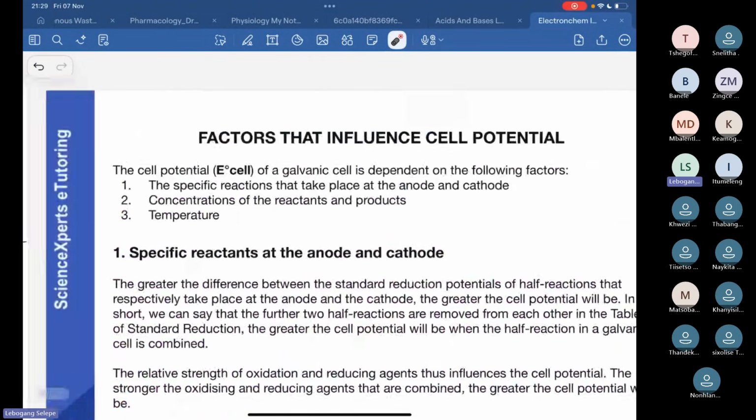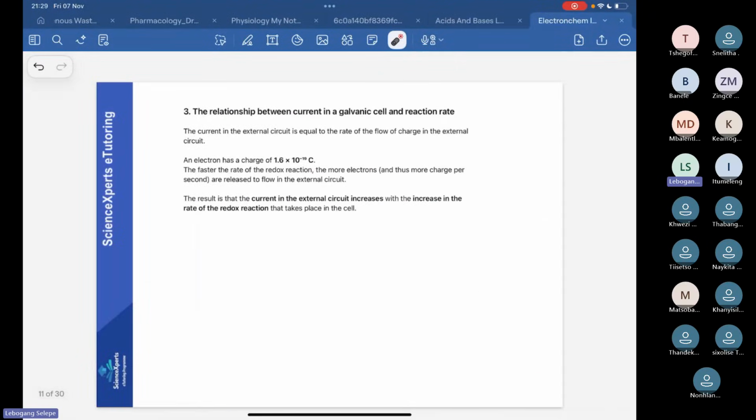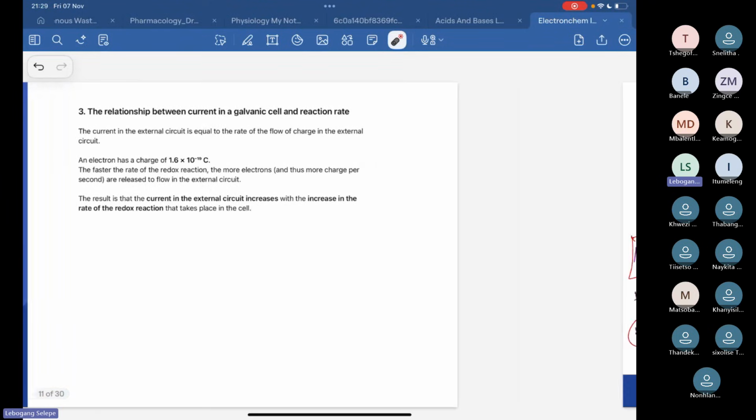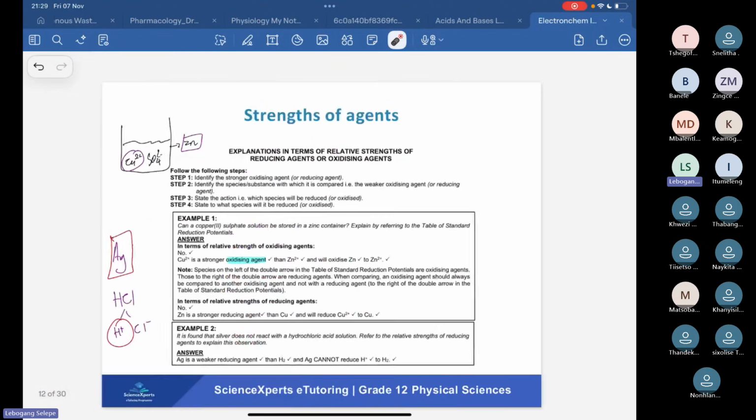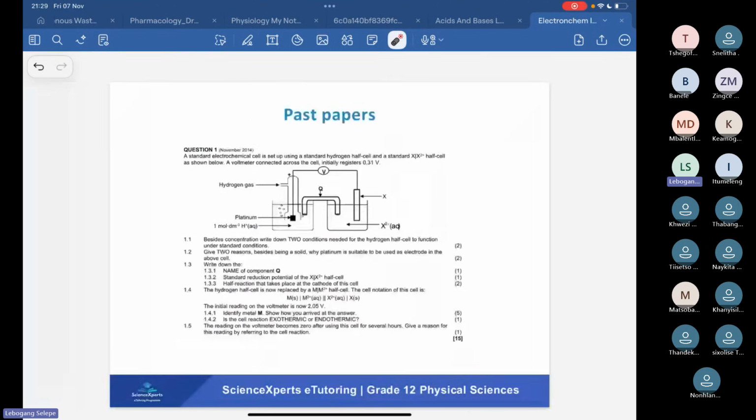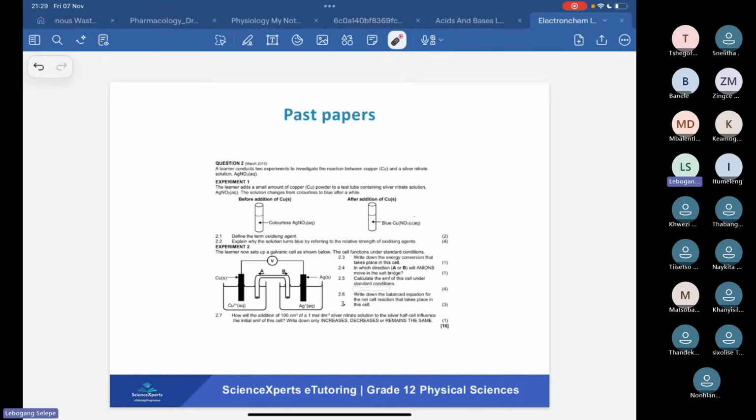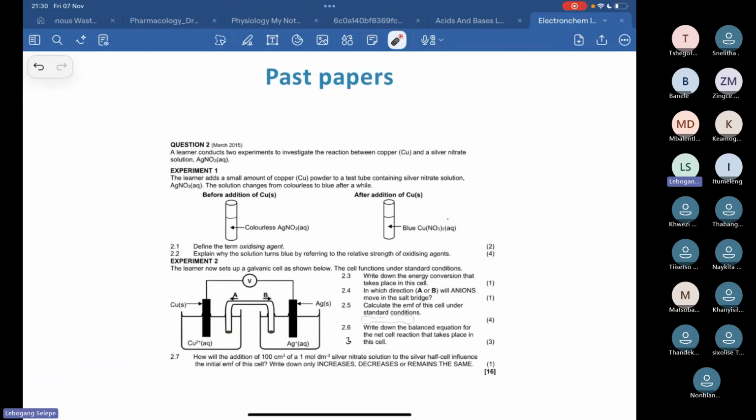All right, so the explanation process, yeah, we are done. This is just explaining what we were explaining. Then we are done with galvanic cells, guys. Should we do questions on galvanic cells, or should we go to electrolytic cells? Galvanic cell, please.